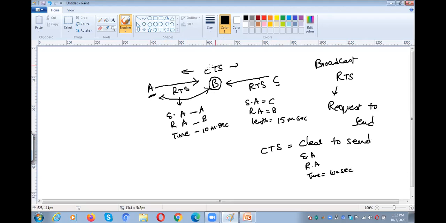So in B's CTS, what will be the source address? The source address is A. Why? Because A is requesting B, saying I want to send something, and B is accepting the request of A. So the sender address is A and the receiver address is B, and the time of communication is 10 milliseconds.